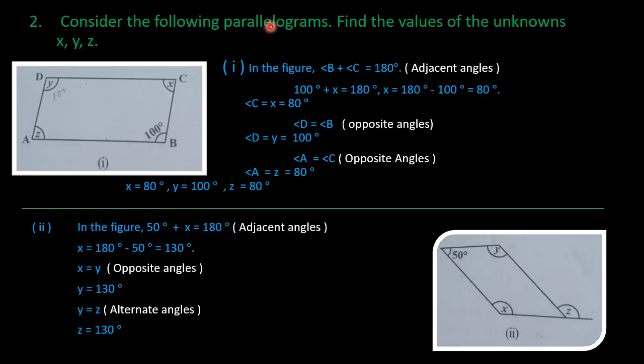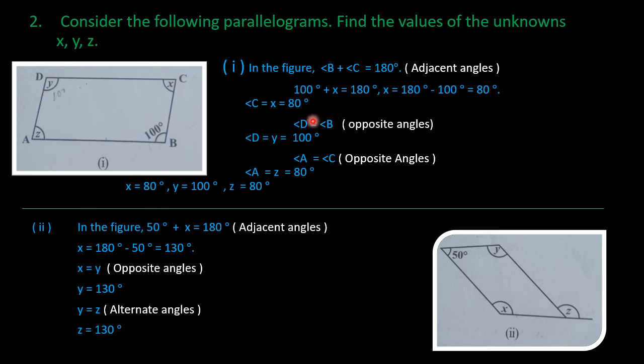Consider the following parallelograms. Find the values of the unknowns x, y and z. In the figure children, angle B plus angle C equal to 180 because they are the adjacent angles of the parallelogram. So we have angle B 100 degree given, 100 degree plus x equal to 180 degree. Therefore, x equal to 180 degree minus 100 degree is equal to 80 degree. Now, angle C is equal to x. So, x equal to 80 degree.